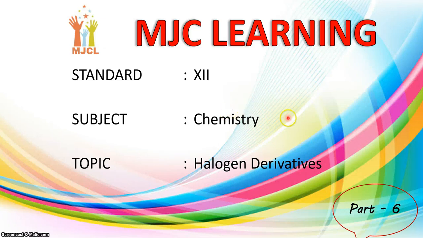Today we are going to study chapter number 10 of chemistry, that is halogen derivatives. This is part 6, so let's begin.